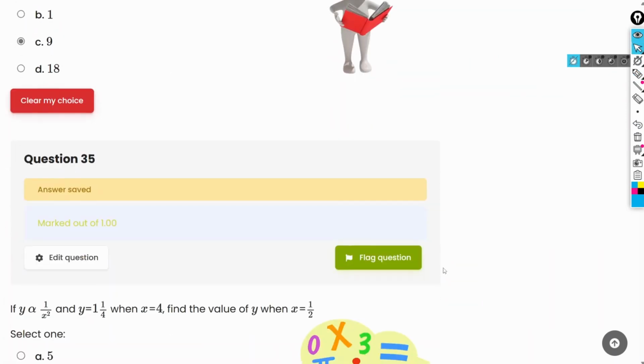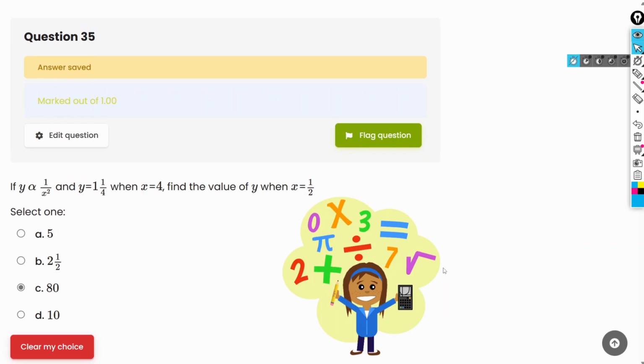All right, 35. If y is inversely proportional to x squared, and y is equal to 1 over 4 when x is equal to 4, find the value of... Let's start from the beginning. Y is inversely proportional to x squared, so we can set up an equation that says y is equal to k times 1 over x squared. This is the relationship that binds an inverse proportion.